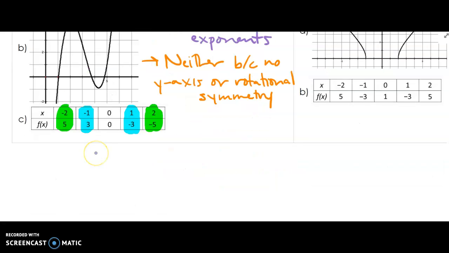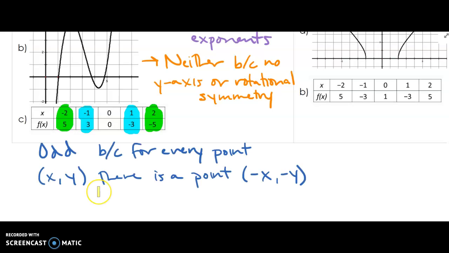This last example, if I'm looking at my function in the form of a table, I'm trying to pay attention to are x values changing sign, y values, or both. Notice for this function is that both my x's and y's are changing signs, so I'm going to have an odd function.